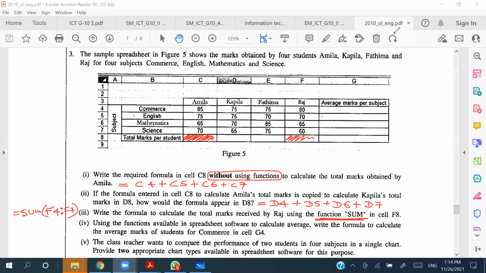No, you can't. If you write equal D4 colon D8 for the second answer, it won't give you any addition. Right? So if you are going to use the range, you should have a function. Otherwise, there is no point of having that. Then of course you have to use the operators, which are pluses and minuses and all these things. So you can write the third answer like this, equal sum F4 colon F7, or you can say equal sum, and use the comma separator, F4 comma F5 comma F6 comma F7. You can write it like this as well.